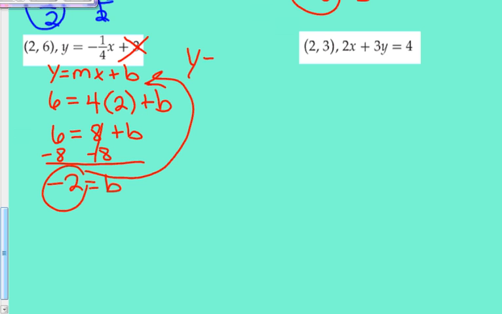The answer will be y equals 4x minus 2. And there is your answer that's perpendicular to the given line.